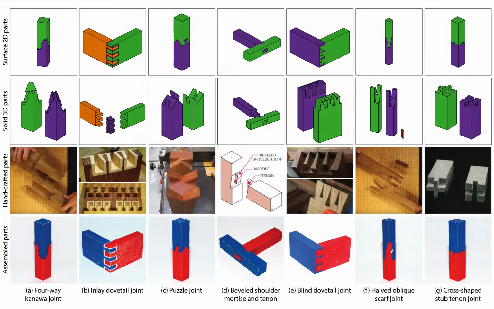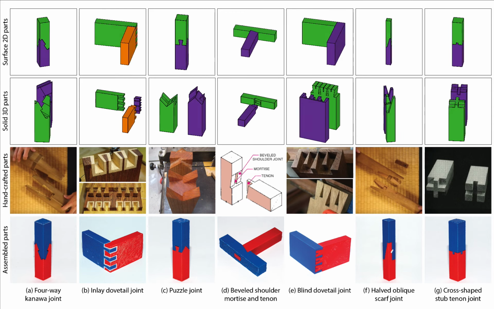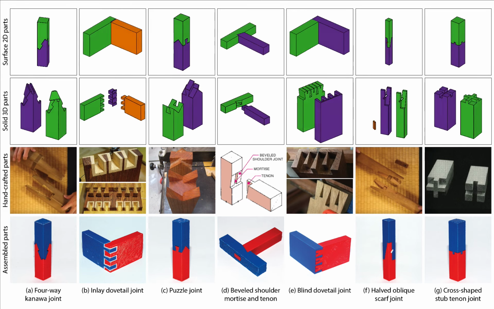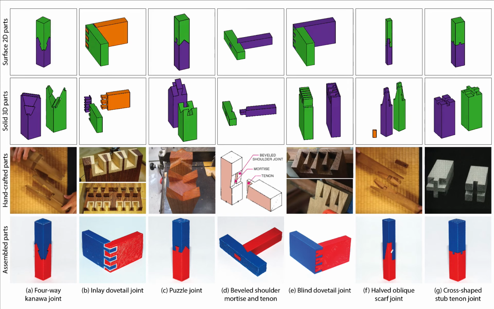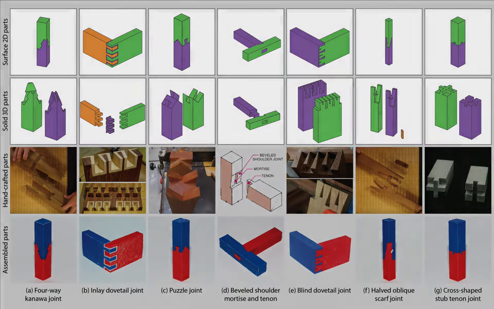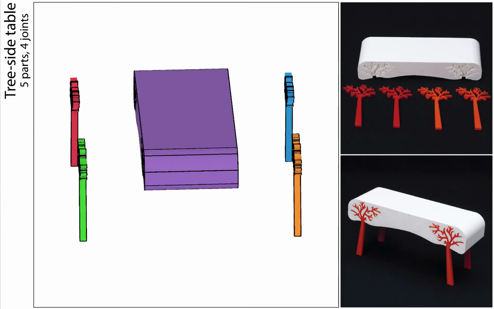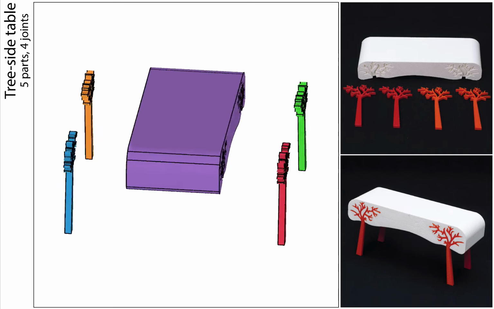We have validated our tool by designing over 100 decorative joints, just by drawing the visible surface. Some are based on classic woodworking joints, while others are based on complex Japanese joinery. We have also designed a variety of decorative joints from scratch. We have used our tool to produce a number of structurally sound furniture models with decorative joints.